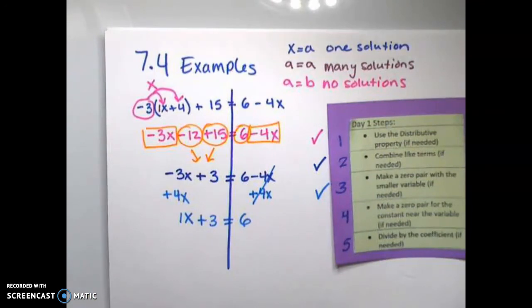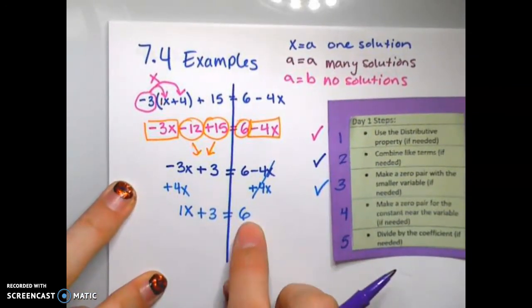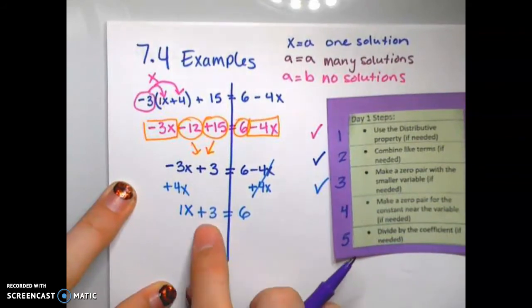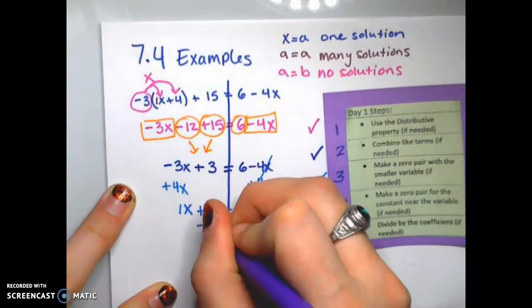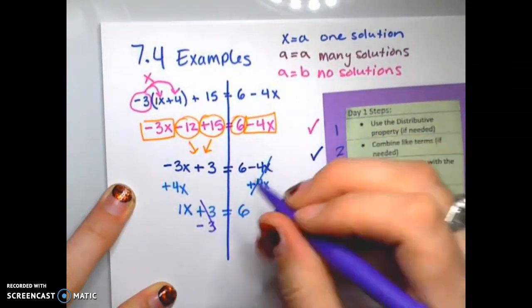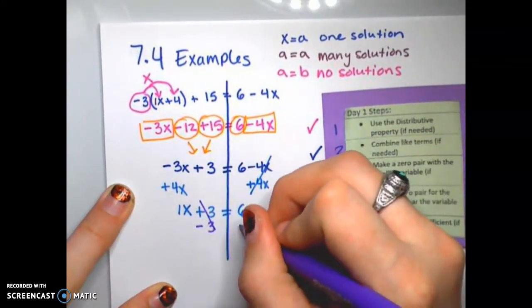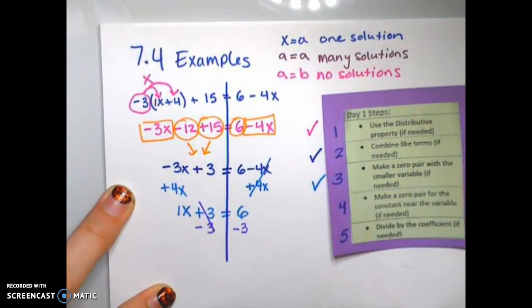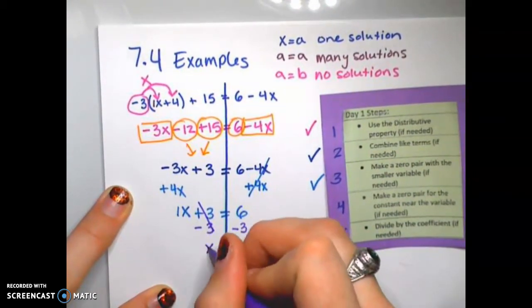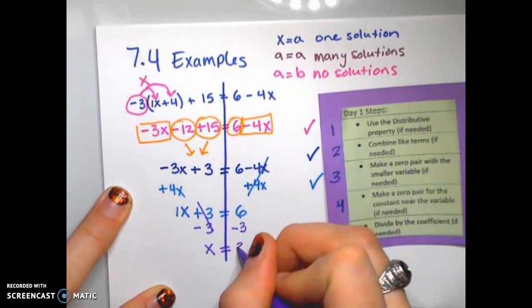Step 4. For step 4, it says make a 0 pair with the constant near the variable. Now this constant doesn't have a variable near it, so they're talking about this 3. So the opposite of +3 is -3, and that cancels. And whatever you do to one side, you do the exact same thing to the other side. So we're going to also subtract 3 from this side. You got to keep your equation balanced. Then we are left with x equals 6 minus 3 is 3.